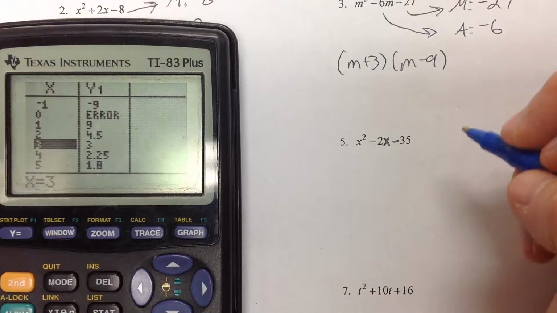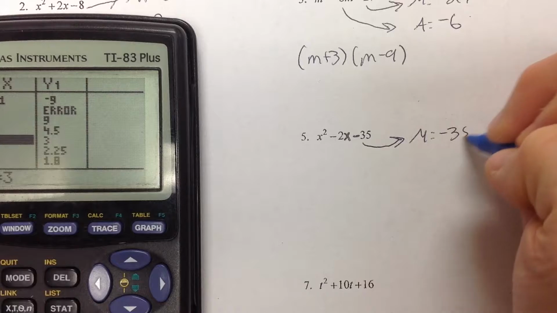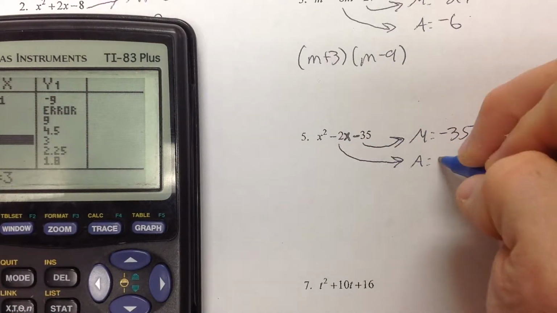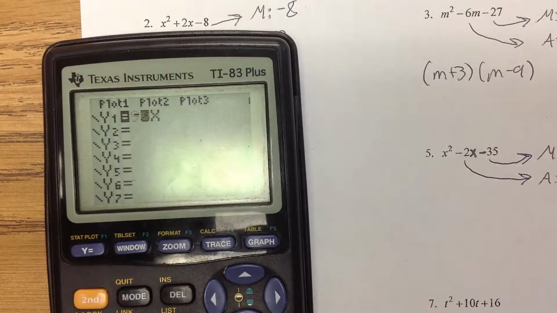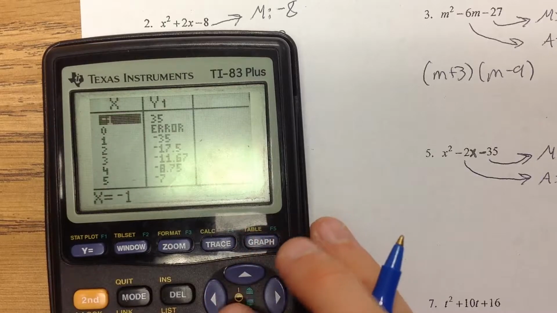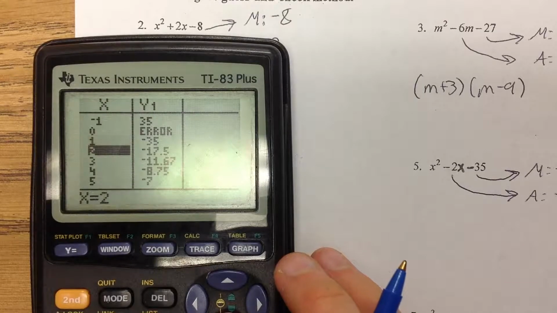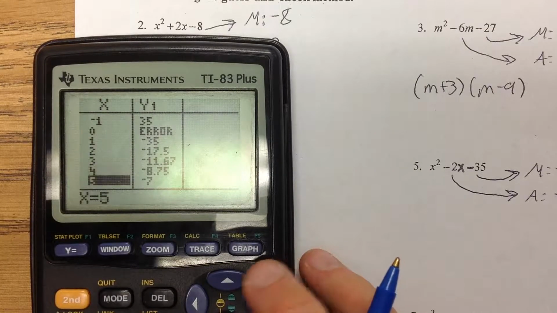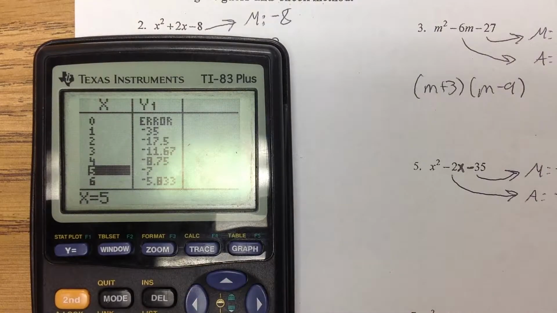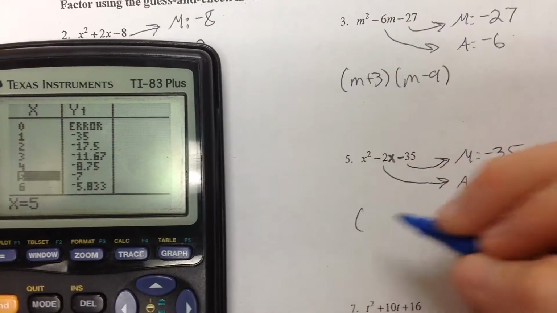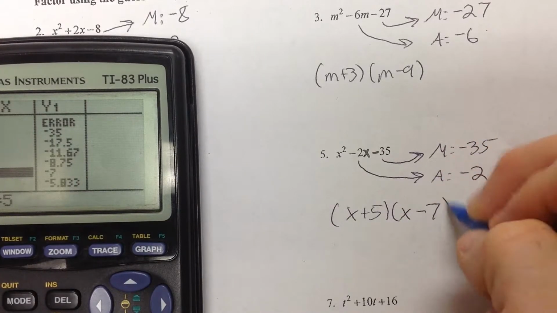All right, number 5 is back to a negative, so we are multiplying to negative 35, and we are adding to negative 2. So we do y equals negative 35 divided by x, and then we just go 1 minus 35. Nope, not going to be negative 2. Decimal, decimal. 5 plus negative 7, or 5 minus 7? Yep, that's going to be negative 2. So this is x plus 5, x minus 7.